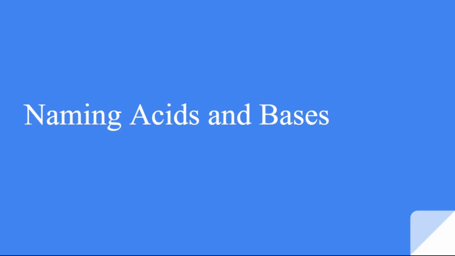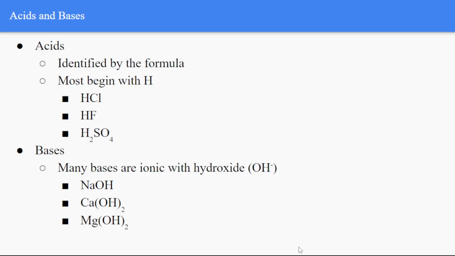In this video, we'll discuss how to name acids and bases. Acids can be identified by looking at the formula. Notice these examples all have hydrogen in the formula and they are all on the far left, so they begin with H. Some acids like acetic acid, the H could be on the left or the right, but most are written like this. Bases are typically ionic with hydroxide as the anion, but there are exceptions to that.